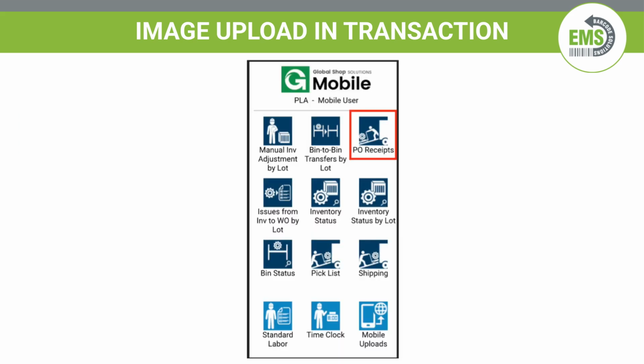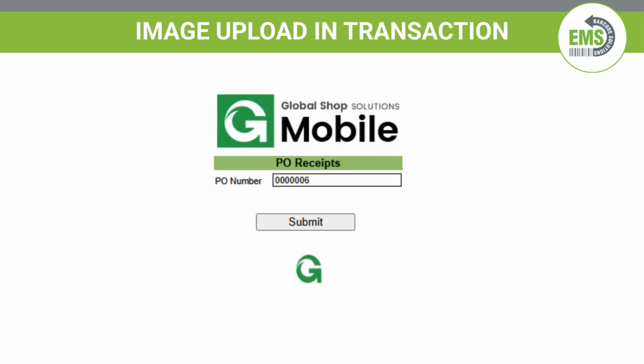We'll walk through how to take a photo and link it directly to a transaction. For this example, we'll use the PO Receipts transaction. Start by tapping on PO Receipts. Enter the PO number and hit Submit.